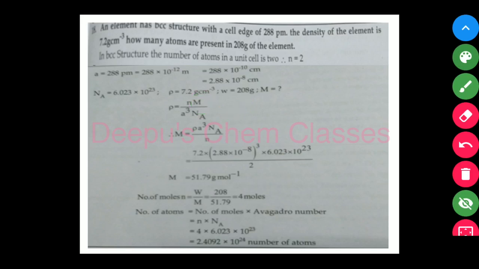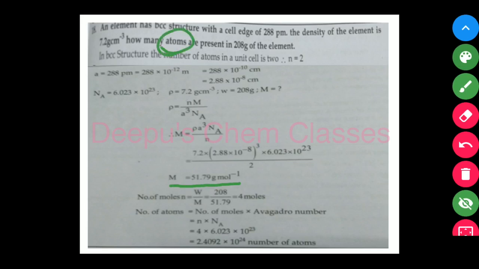Substitute all the values. Rho value is 7.2, then A cube, that is the edge length, 2.88 into 10 to the power minus 8, the whole cube. Avogadro number 6.023 into 10 to the power 23, and N value 2. Substitute all this and if you simplify, you can get the molar mass 51.79 gram per mole.